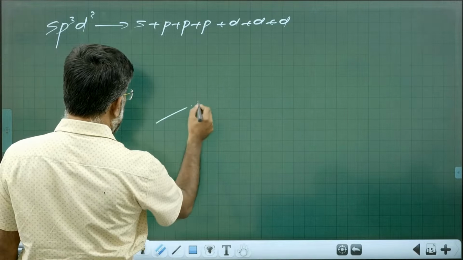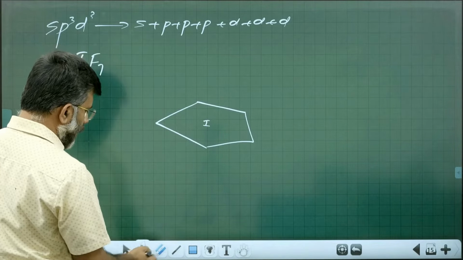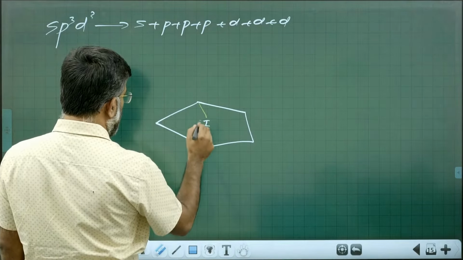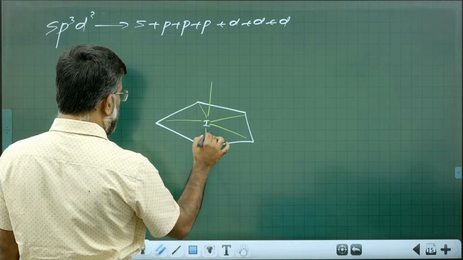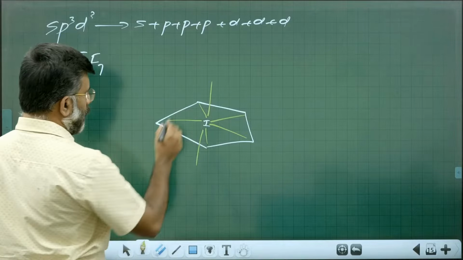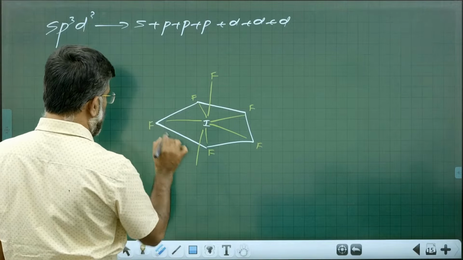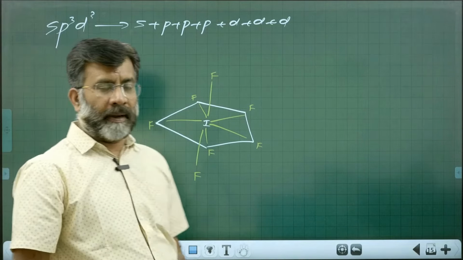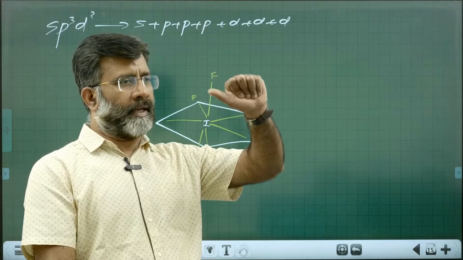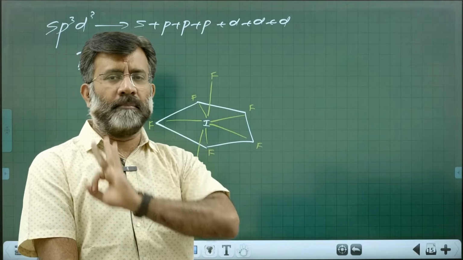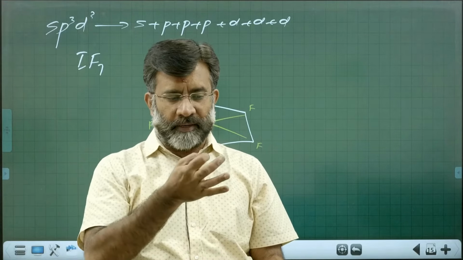You can have a regular pentagon in a plane and the iodine in that plane, and 5 bonds in the plane, and 1 bond above the top of the plane and 1 bond below the plane. So it will be IF7 coming like this. We call it pentagonal bipyramidal, sp3d3 hybridization. 7 bonds will be coming, 5 in the plane, 1 to top of the plane, 1 to bottom of the plane.